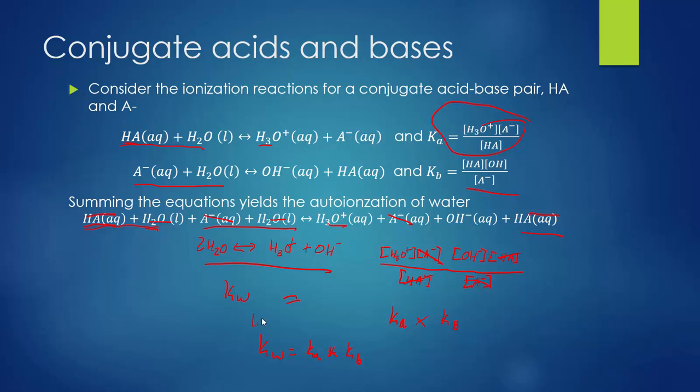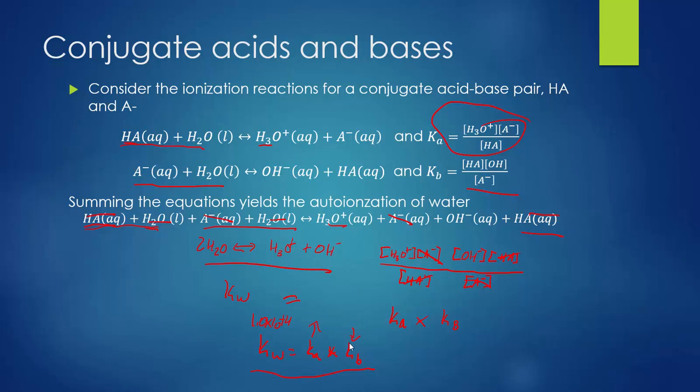It's always 1.0 times 10 to the negative 14th. That means there's an inverse relationship between Ka and Kb. So if this number is big, this number has to be little. That means if my acid is strong, the conjugate base is weak. And if the acid is weak, the conjugate base is strong. And that's an important thing to remember. It's going to be something that we will use. We will use this relationship quite a bit. So keep that in mind.